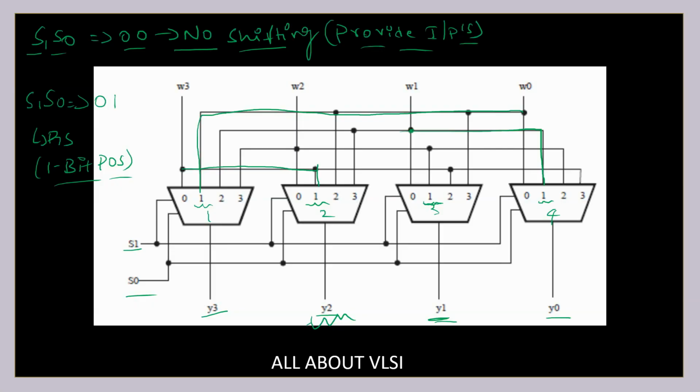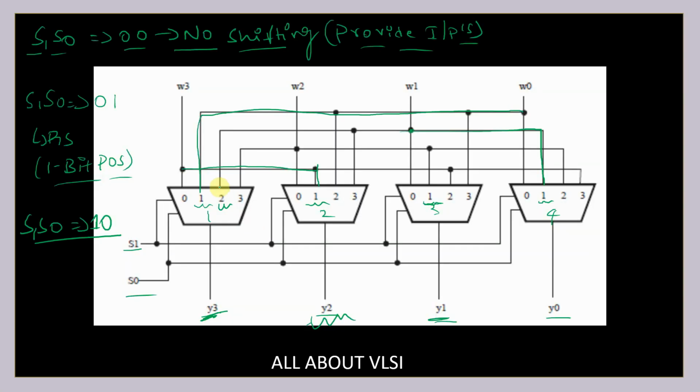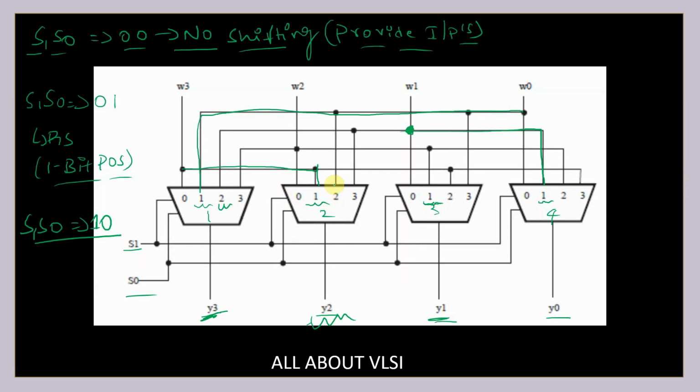Let's say S1 S0 is equal to 1, 0. That is my second pin. For S1 S0 equal to 1, 0, I need to see to which input each second pin should be connected. Coming to Y3, it is connected to W1, so I'm going directly and connecting it to W1 over here. And Y2 is connected to W0. See over here, it is connected to W0.